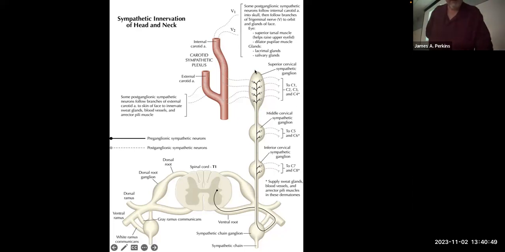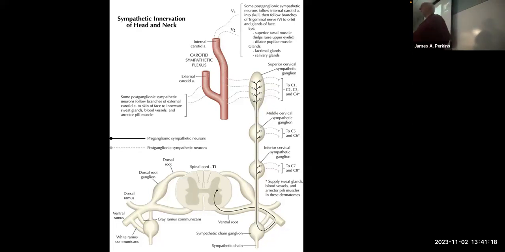Now, in addition to postganglionic neurons that are simply going to follow the spinal nerves out to dermatomes C1 through C4, there are going to be other postganglionic sympathetic neurons from this superior cervical ganglion that are going to do something really different. They're going to actually jump onto the carotid arteries to form something called the carotid sympathetic plexus.